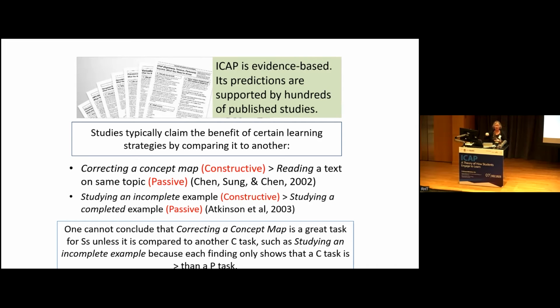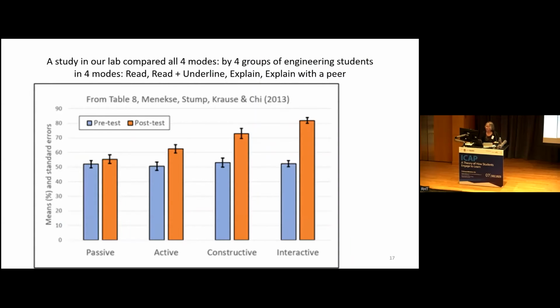So ICAP can explain a lot of these studies out there, which is really powerful, and it applies even to 5-year-olds. It applies to very young children reading textbooks and things like that. I didn't include a 5-year-old study, but I can explain it to you if you want to know.